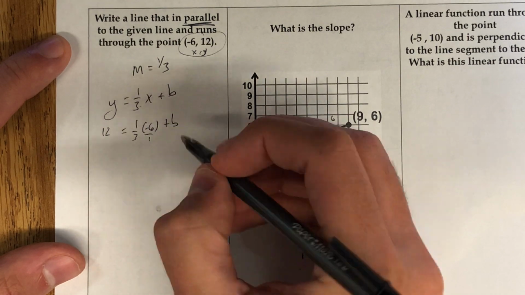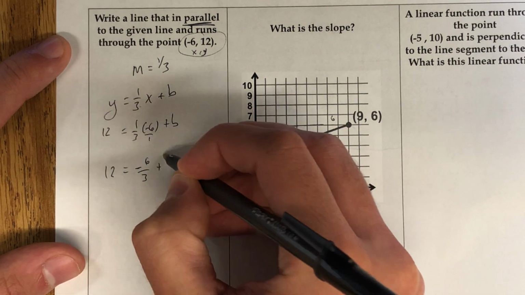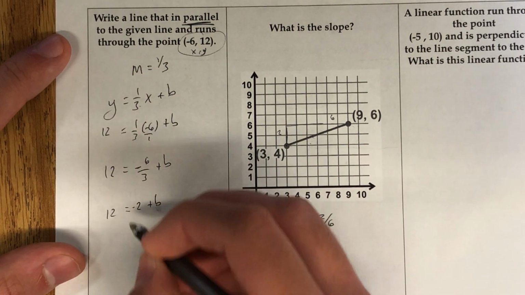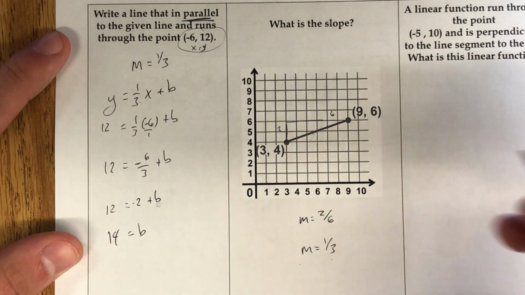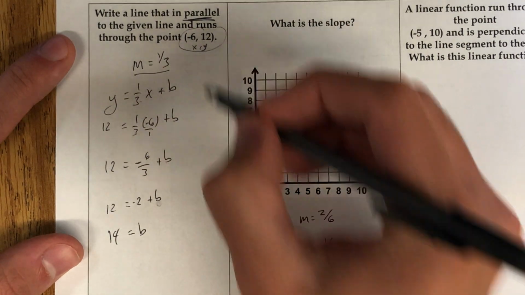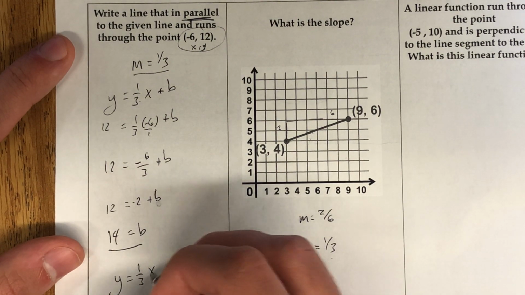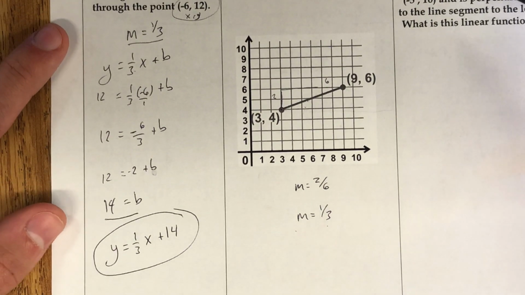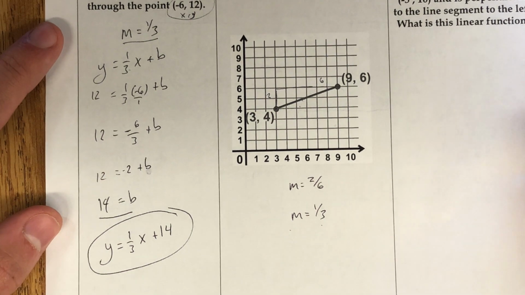1/3 times negative 6 over 1 would be negative 6 over 3. Negative 6 divided by 3 is negative 2. Add 2 to both sides, we get b equals 14. So for our line, m is 1/3, b is 14, so we have y equals 1/3 x plus 14. So that'll go through our point and have the same slope, be parallel.